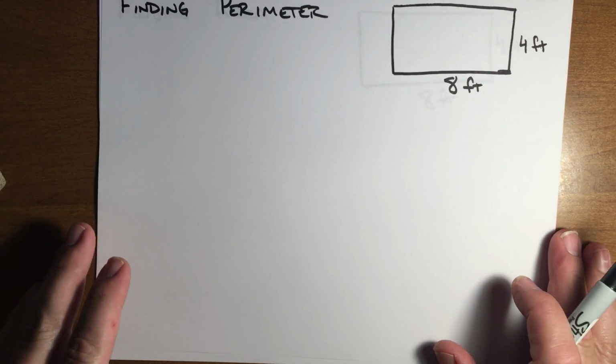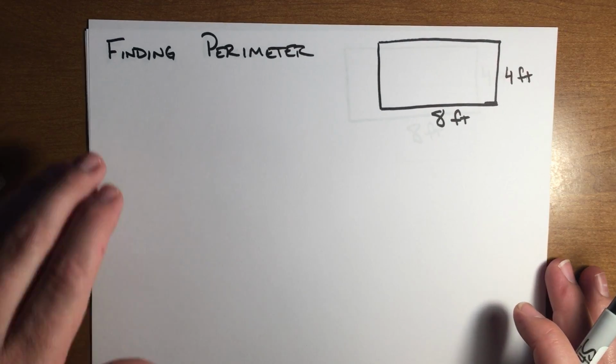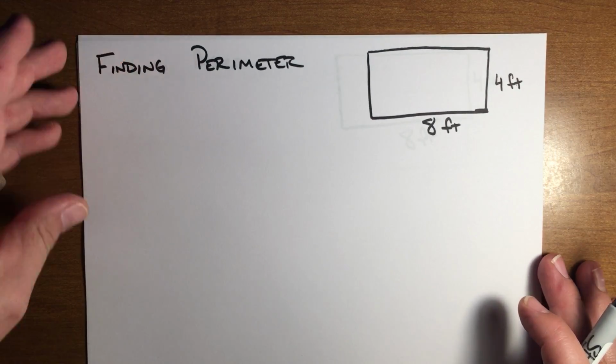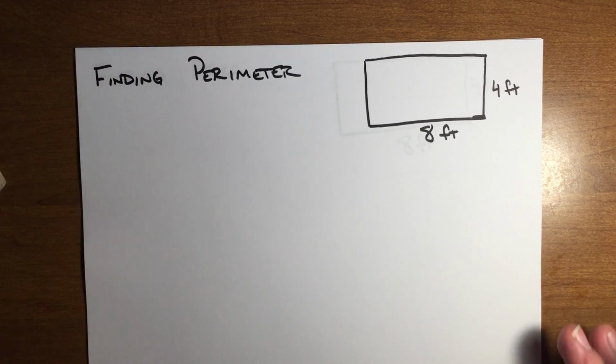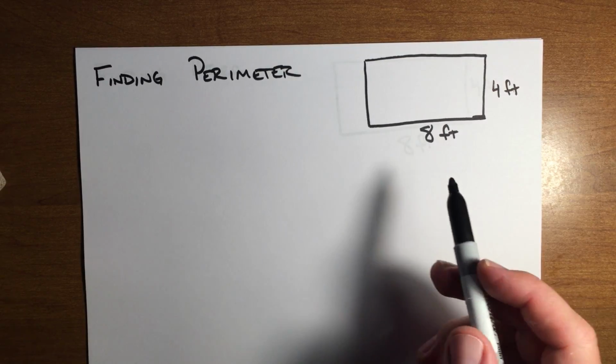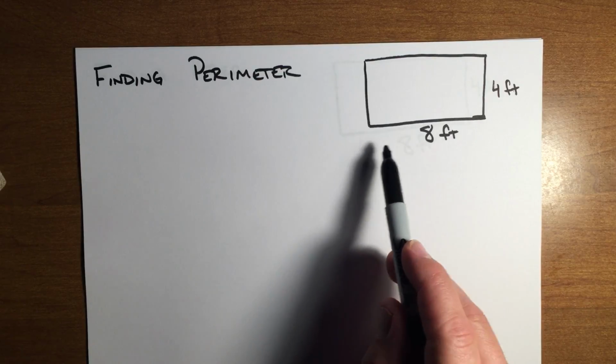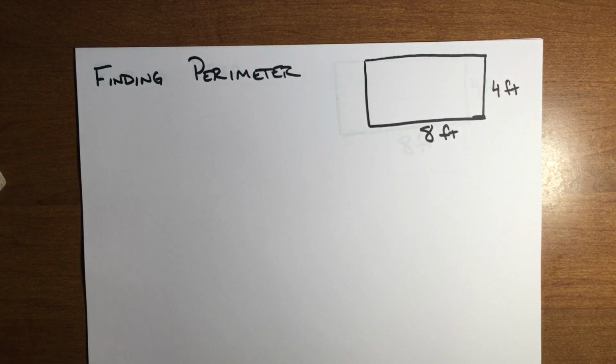I have on my paper here a picture of a rectangle, and this might be a garden bed or something like that if I was planting some flowers out in my front yard. Anyone that knows me well enough knows that I will not be planting flowers. That is not a talent I have. But for the case of this lesson, let's just pretend that I'm creating a flower bed here. It's 8 feet wide, it's 4 feet high.